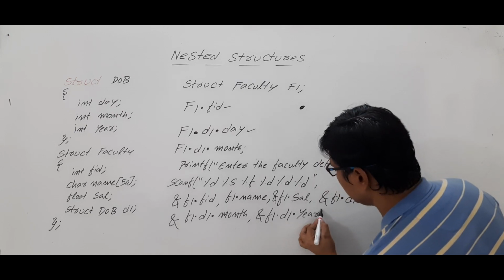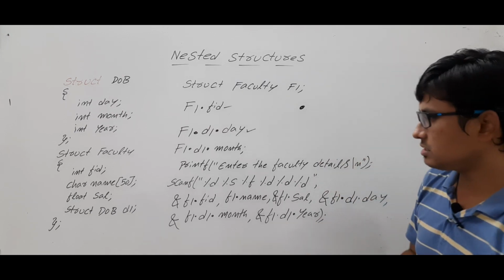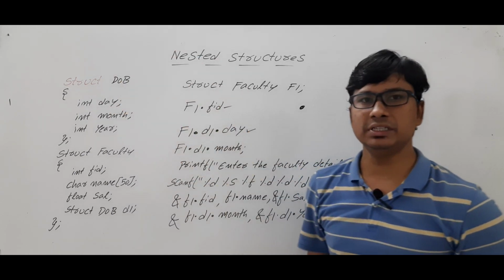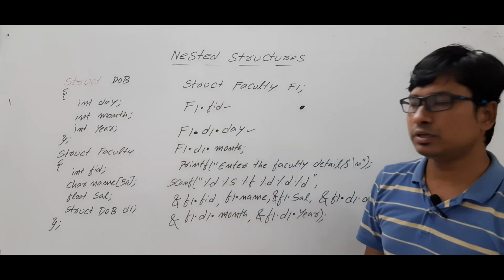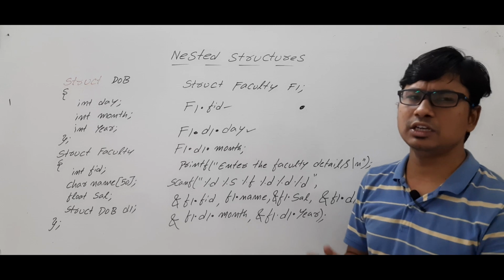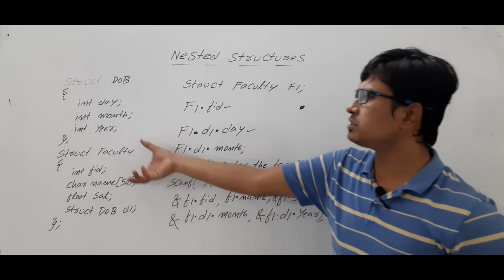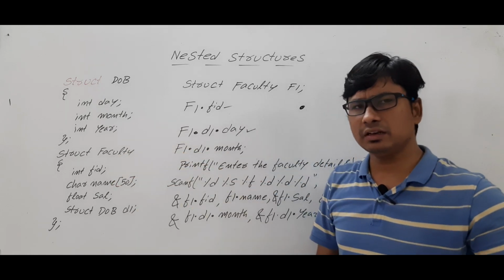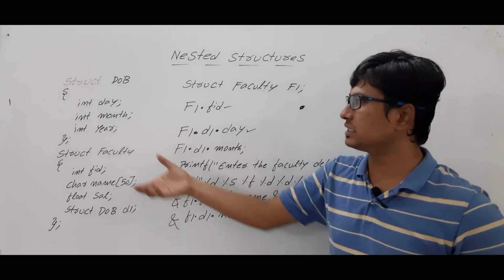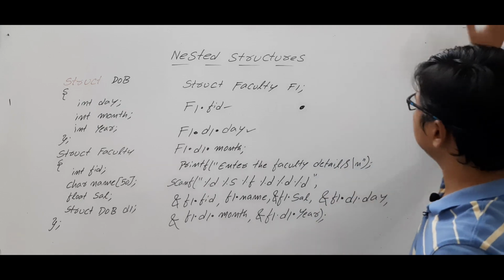This is the way you can access the members of the DOB structure. Is it clear? Are you able to understand it or not? So I think easily you can write a program. Okay. Now let me discuss, can we represent only this way? Is there any other way to represent the nested structure or not? We will look at it now.